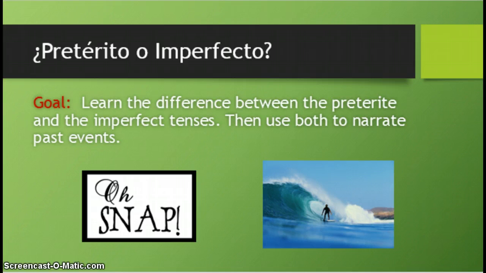¿Recuerdan que usamos gestos para recordar el pretérito? So our gesture for preterite was a snap. Vamos a hacer con los dedos un chasquido. Con el imperfecto es una ola. So our action for imperfect was the wave. Entonces, un chasquido y una ola.